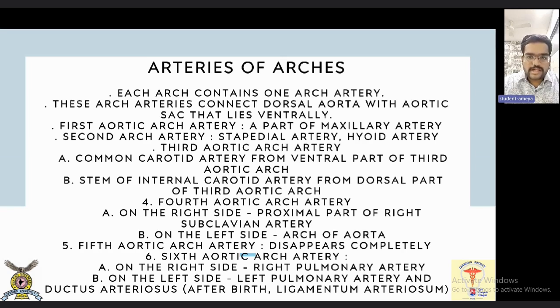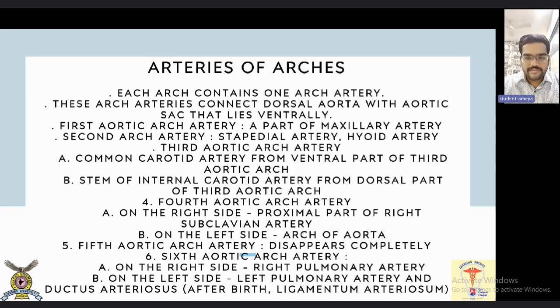Third aortic arch artery, common carotid from the ventral part of the third aortic arch, and stem of the internal carotid artery from the dorsal part of the third aortic arch. Fourth aortic arch artery has got preference for sides. So on the right side, proximal part of the right subclavian artery. On the left side, arch of aorta. Fifth aortic arch artery disappears completely.